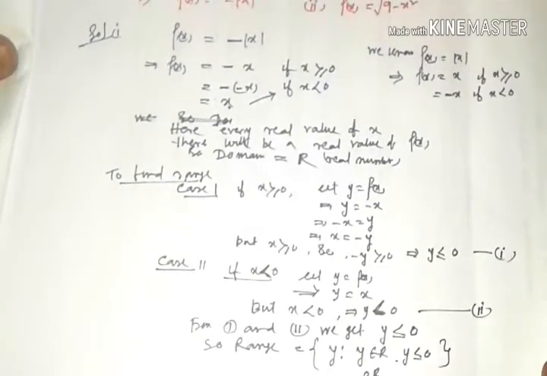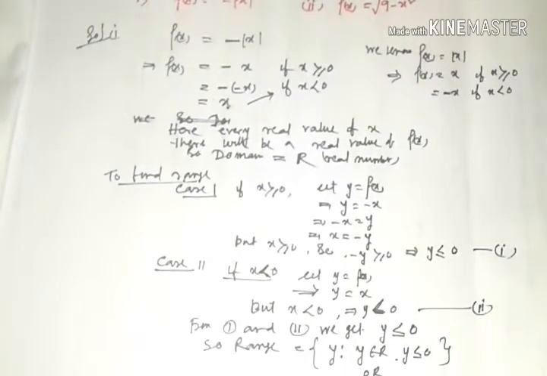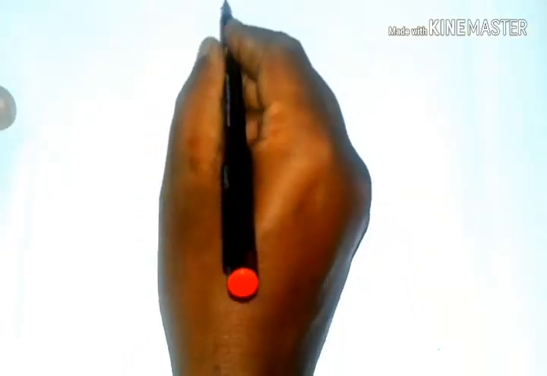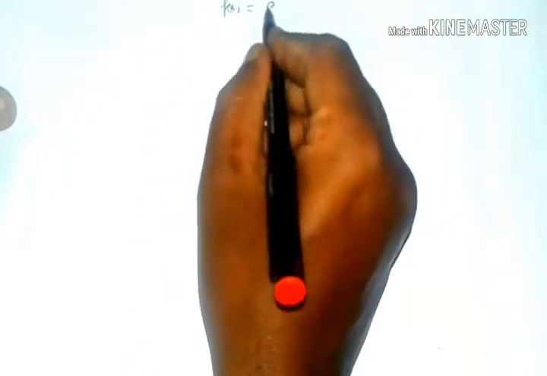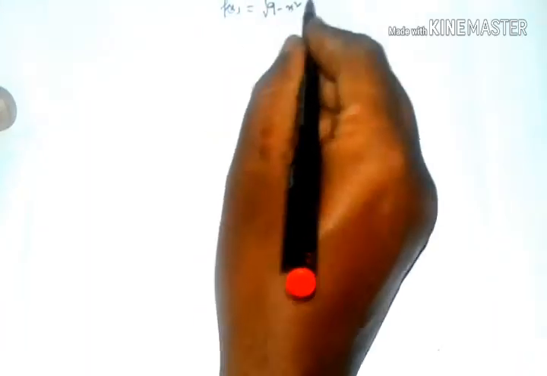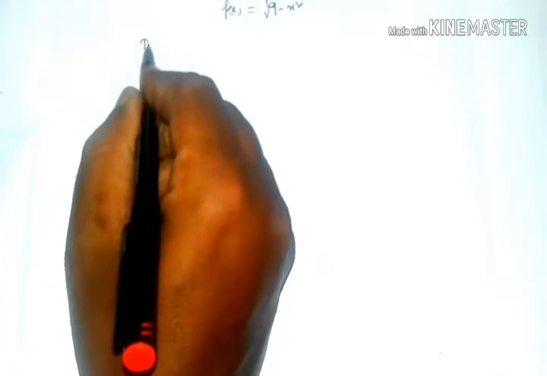Now we solve problem number 2. f(x) is equal to 9 minus x square. At first, the domain.